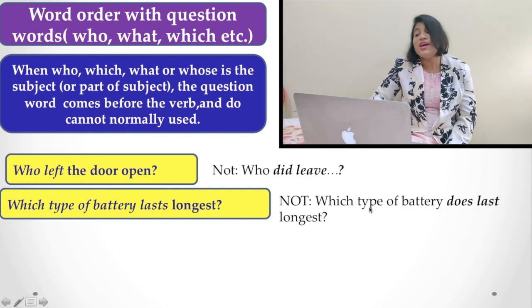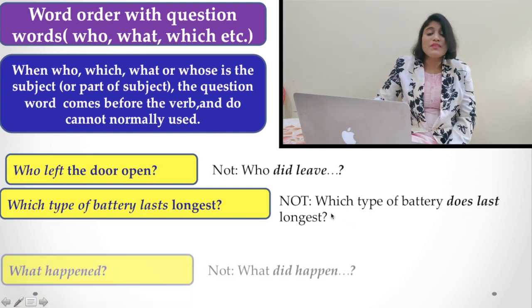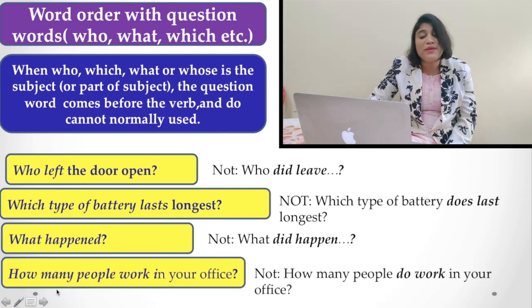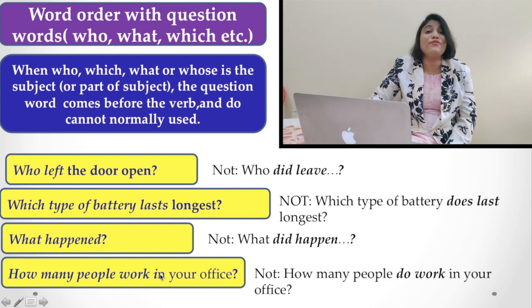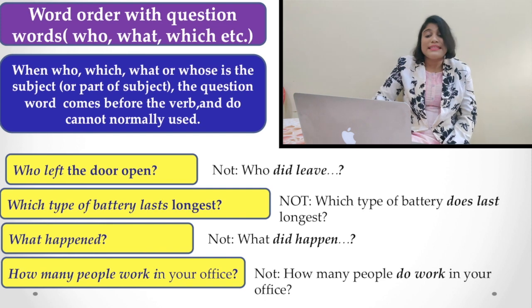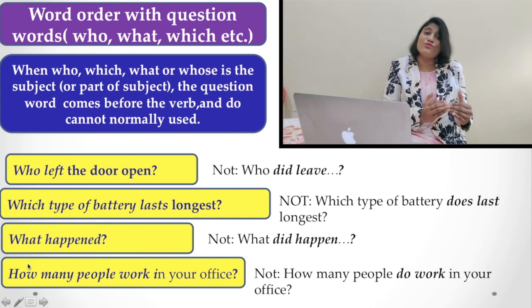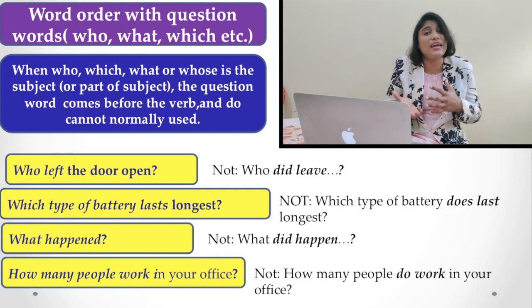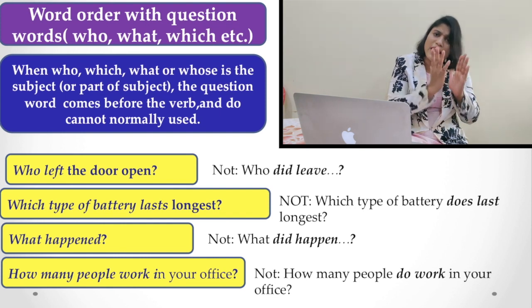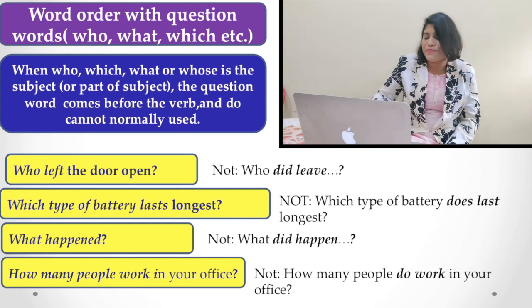Here we do not say which type of battery does last longest, or what did happen. We never say what did happen. And how many people work in your office, but we never say how many people do work in your office, because these who, which, what and how, all these question words or WH words ask the question about the subject. So this is a very vital point, just keep it in mind.